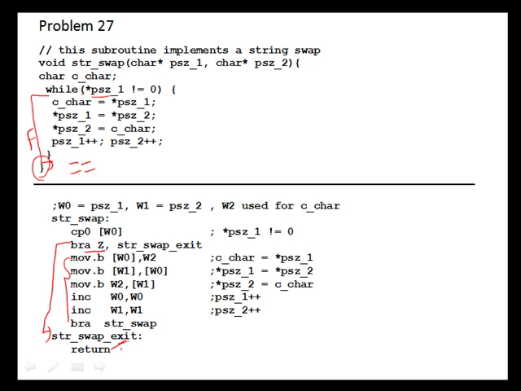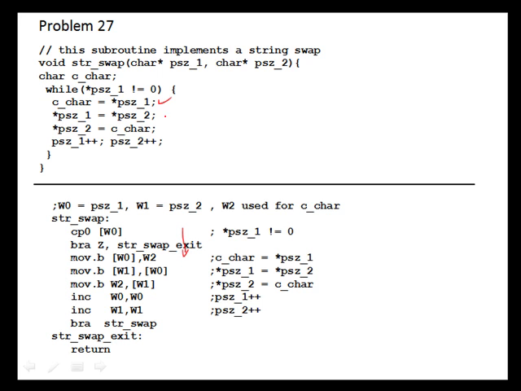We don't have to worry about what the value of W0 is. Remember, W0 is used for a function return value. This function here doesn't have a return value, so we'll just do a return at this point. If this branch is not taken, we'll begin executing the loop body.